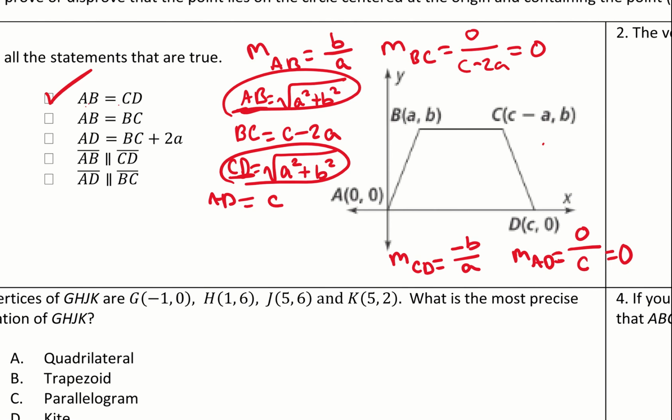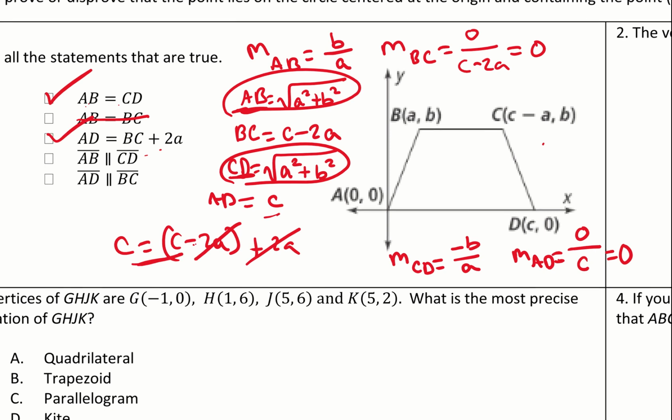AB is equal to BC, no, that's not true. AD is equal to BC plus 2a. Well, AD is c, right? And BC is c minus 2a. And then it says add 2a to it. So then the 2a is canceled because that's negative. And so c is equal to c. So yes, that's true.